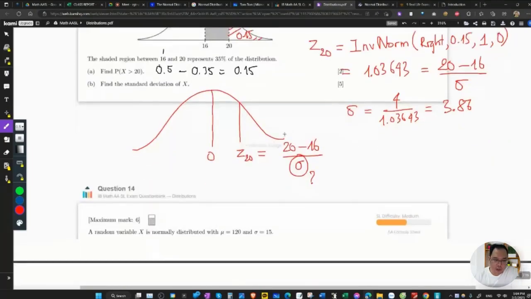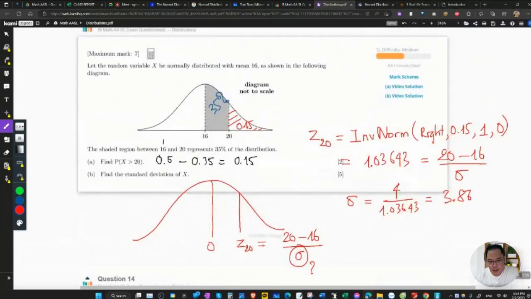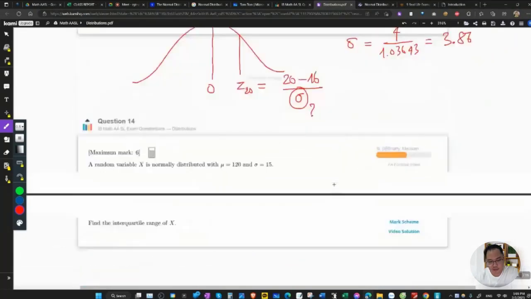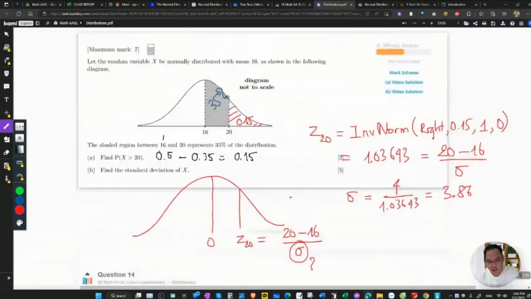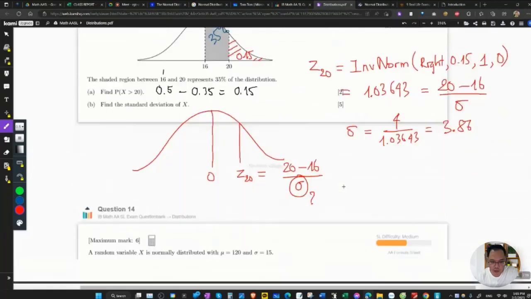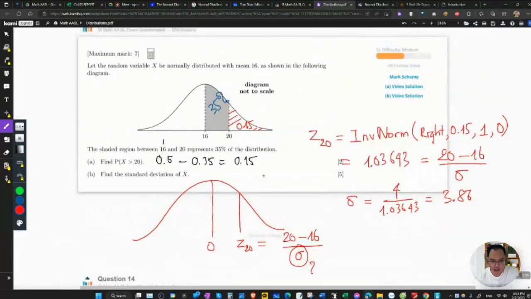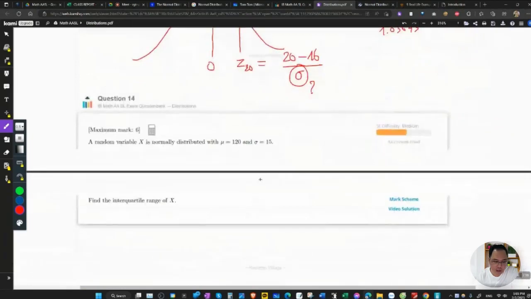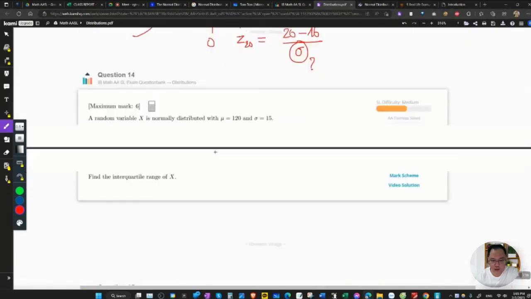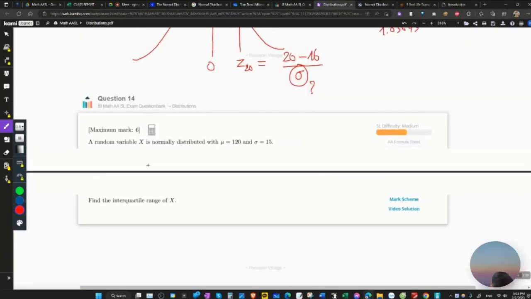Okay, that's an example of the standardized normal distribution. Later you will see it again. We practice a lot, so then we eventually master it. Question 14. That's so short. Variable x is normally distributed with the mean 120 and the standard deviation 15. Find the interquartile range of x.